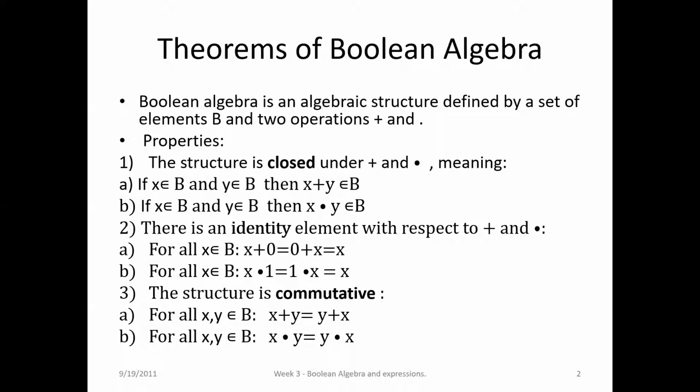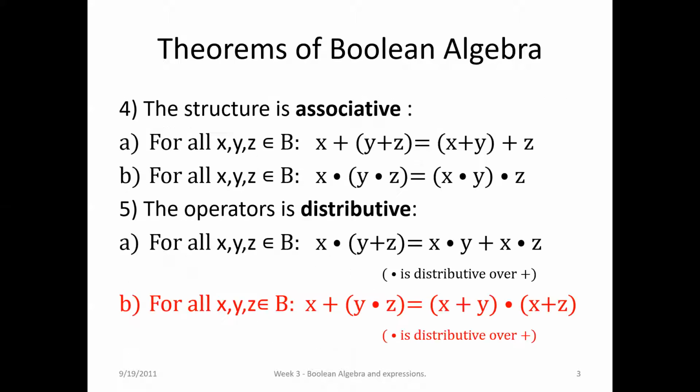Next, the commutative property is valid in Boolean algebra. X plus y equals y plus x, or x dot y equals y dot x. So this is a commutative property in mathematics, also for Boolean algebra with respect to logic variables. Next, the structure is associative, meaning x plus y plus z equals x plus y plus z. Similarly, x dot y dot z is equal to x dot y dot z.